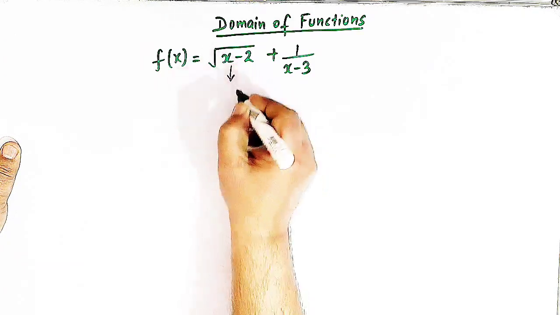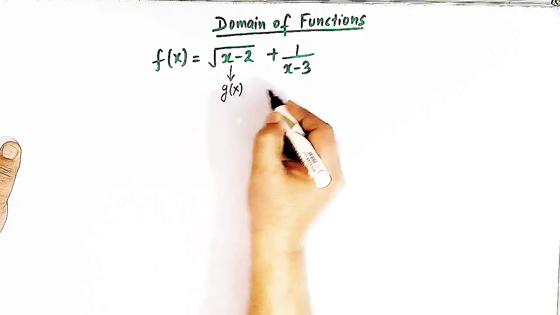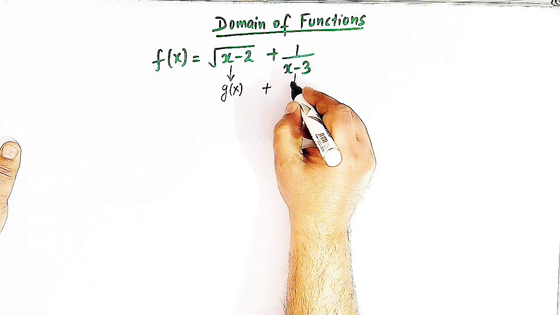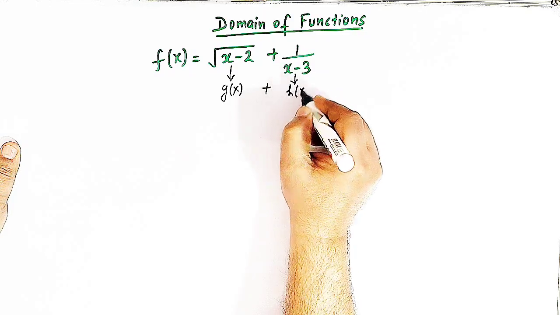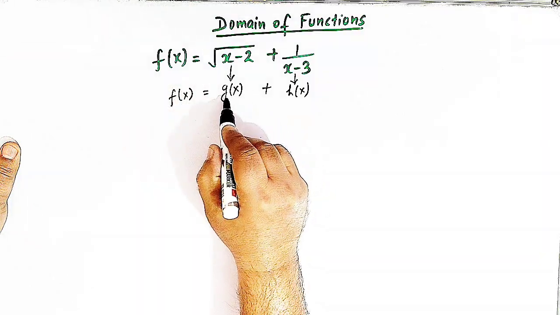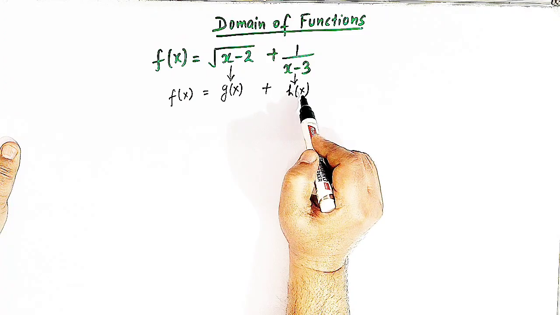Let us call this square root function g of x, and this is a rational function, and we can call it h of x, right? So f of x is the sum of a square root function and a rational function.